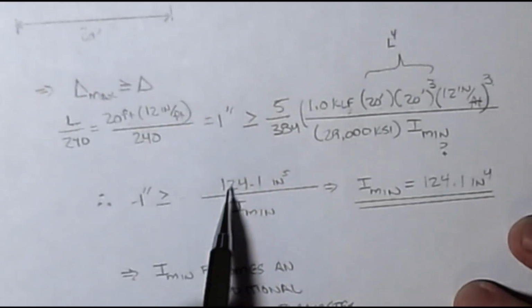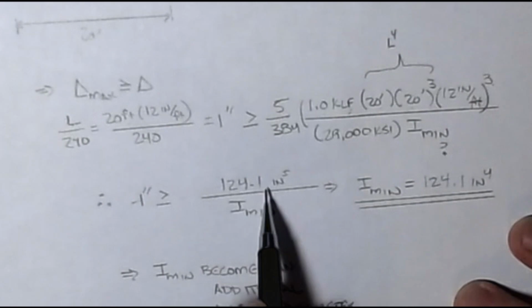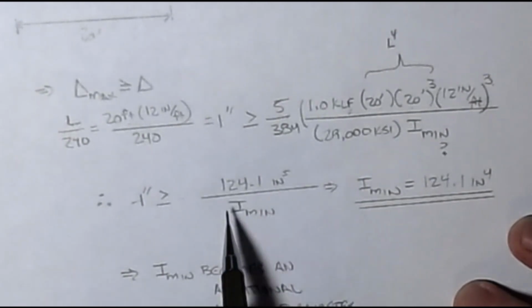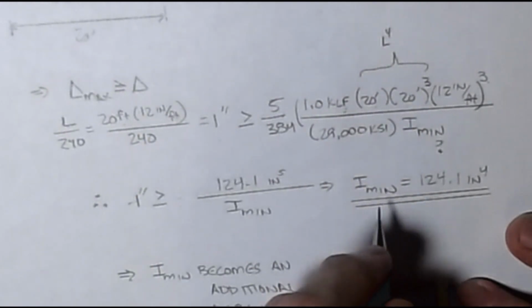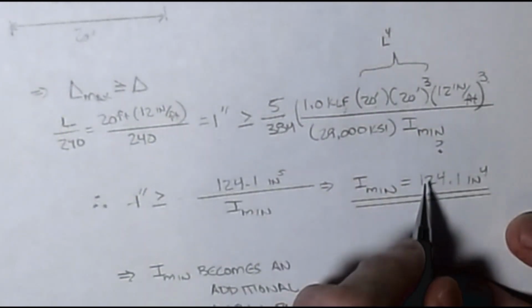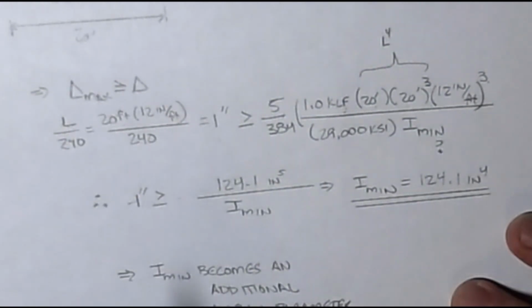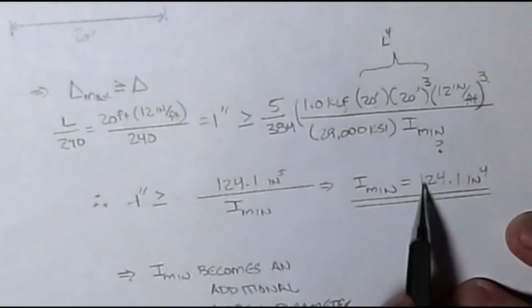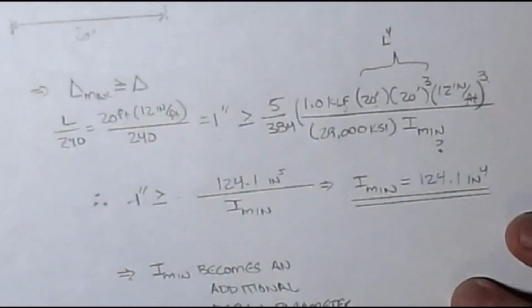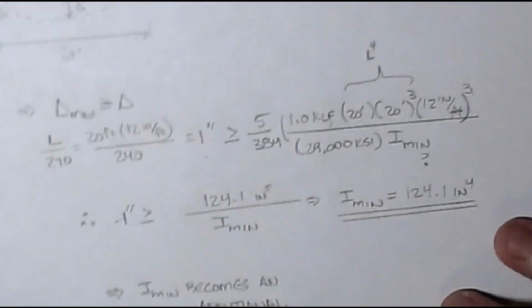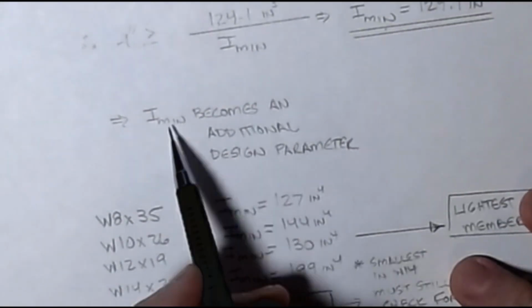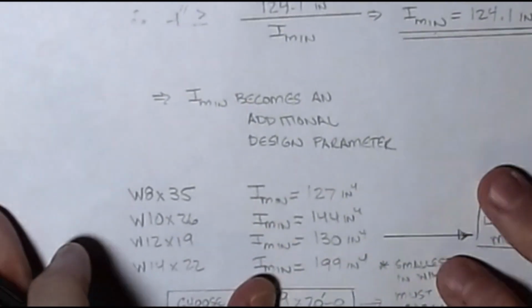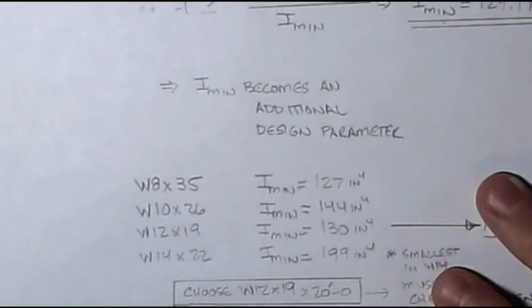All right, so to make sure that we have our displacement limit in check, we have 1 inch greater than or equal to, in this case, if I do the math, 124.1 inches to the 5th over my I minimum value. That means to make this true, I min has to be 124.1 inches to the 4th. It can be larger, but if we go any smaller, I'll violate that code requirement for our basic displacement. And so in this way, I min now becomes an additional design parameter, and this will cover our serviceability requirements.